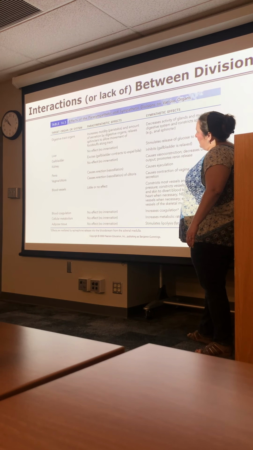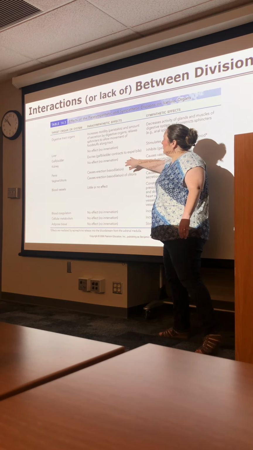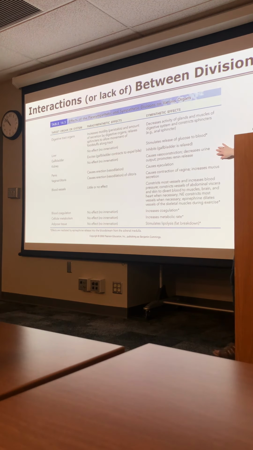Things like the kidney, little or no effect from parasympathetic, and it's because when you look at the kidney, most of the kidney activity, and we've talked about this, is because of the blood coming in. Blood pressure and flow, a lot of that is controlled by the sympathetic division of the autonomic nervous system. So don't just sit here and memorize this. Think about the situation. What would you want to happen in those particular situations?